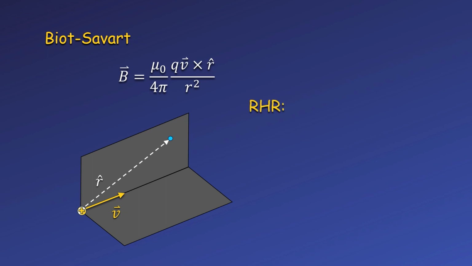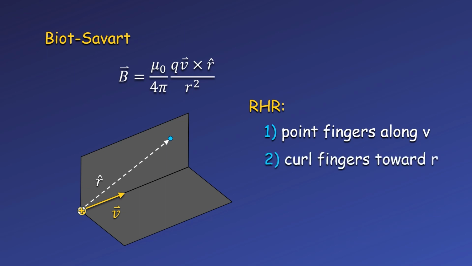To find the direction of the field, we use the right-hand rule. In this case, we point our fingers in the direction of the velocity of our charge. Then we curl our fingers in the direction of the vector r, pointing from the charge to where we want the field. And now our thumb points in the direction of the magnetic field at the point we're interested in.